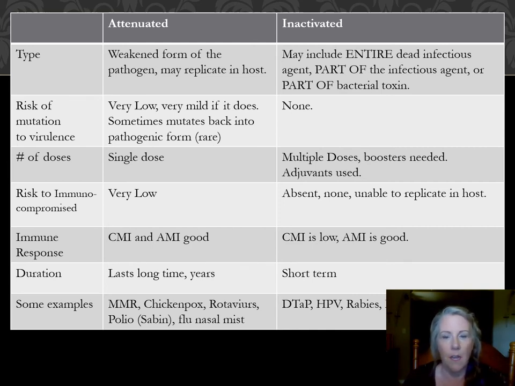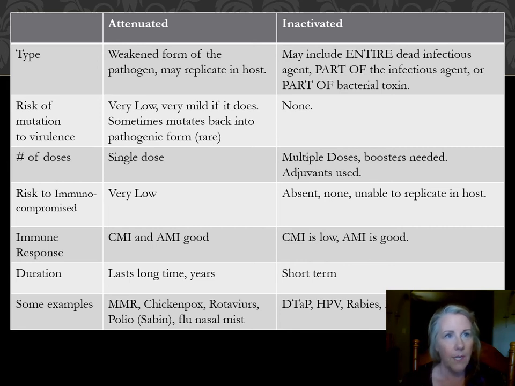Okay, rabies is another type of inactivated vaccine. And what's covered, you can't really see, is the flu injection. So if you're getting the flu shot each year by injection, it's this type, inactivated.